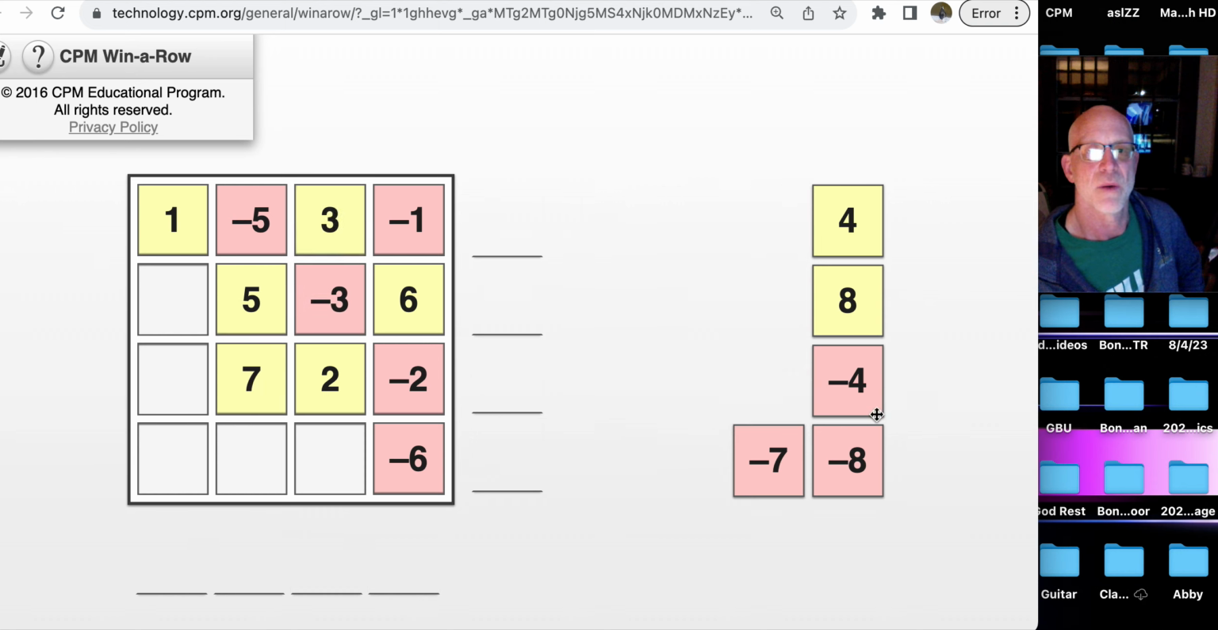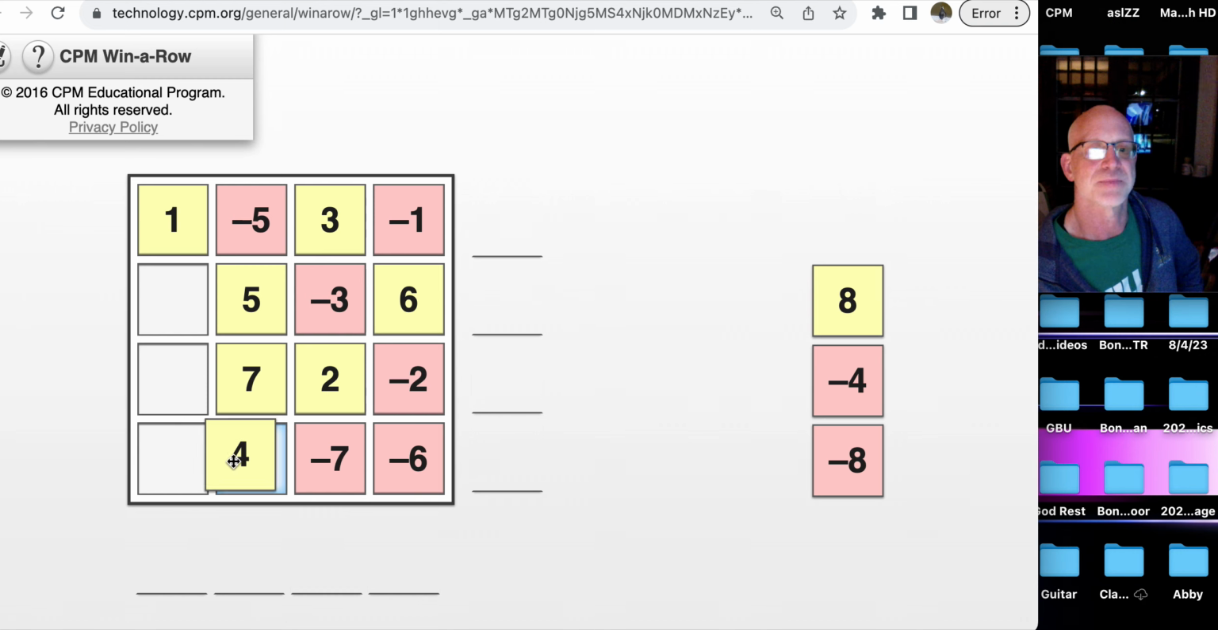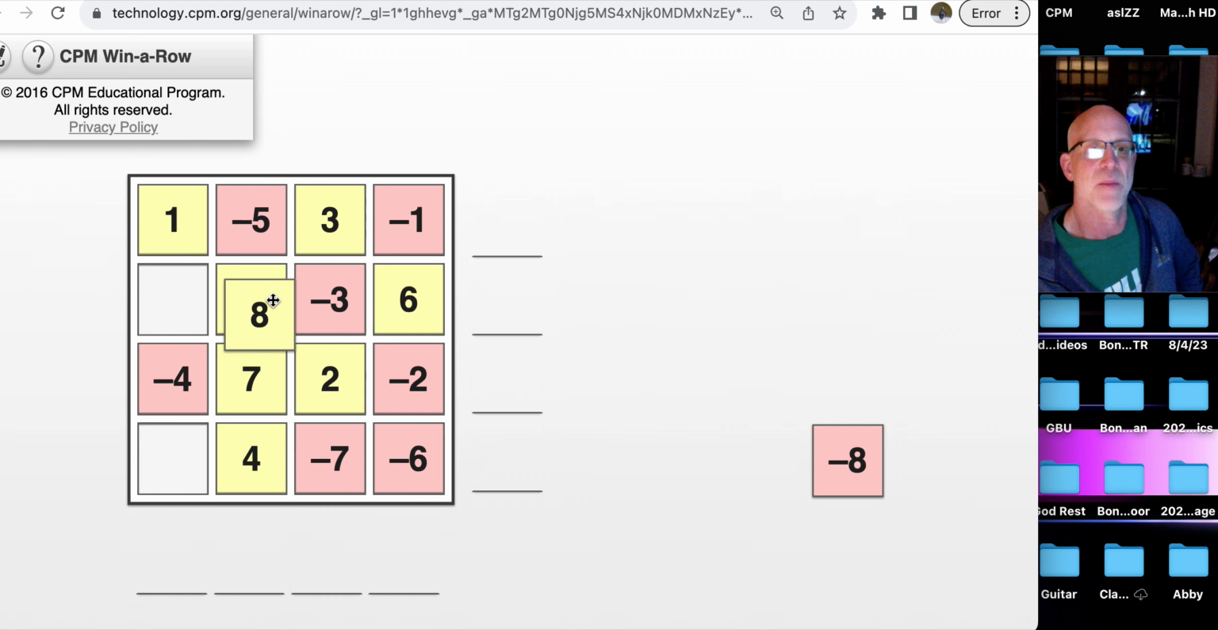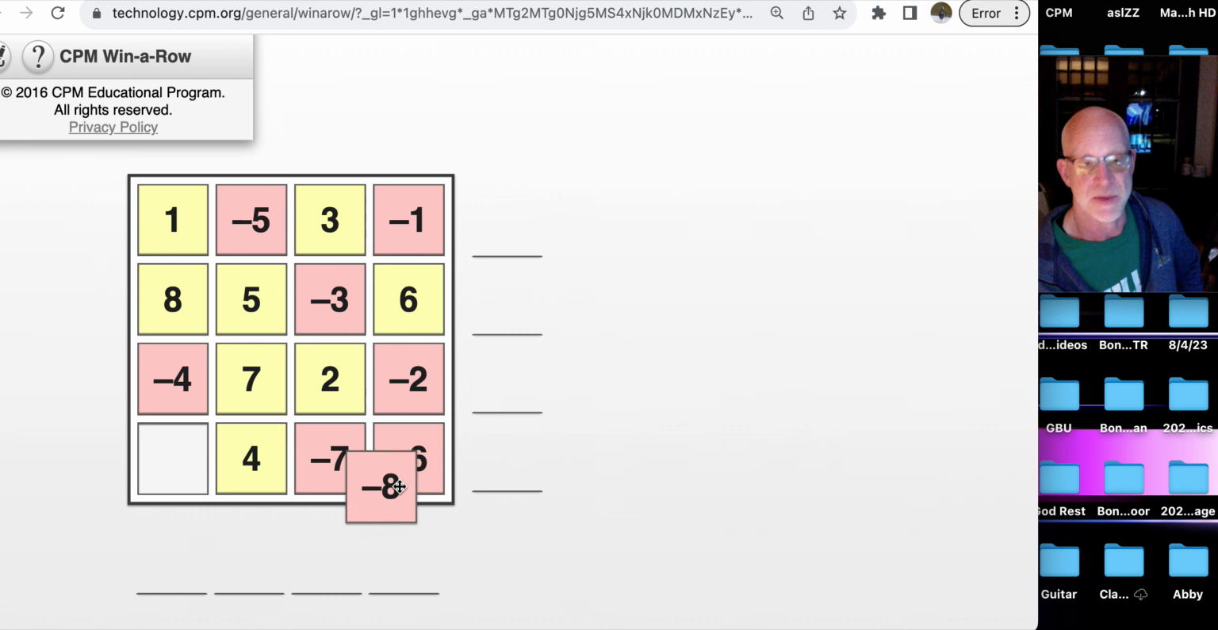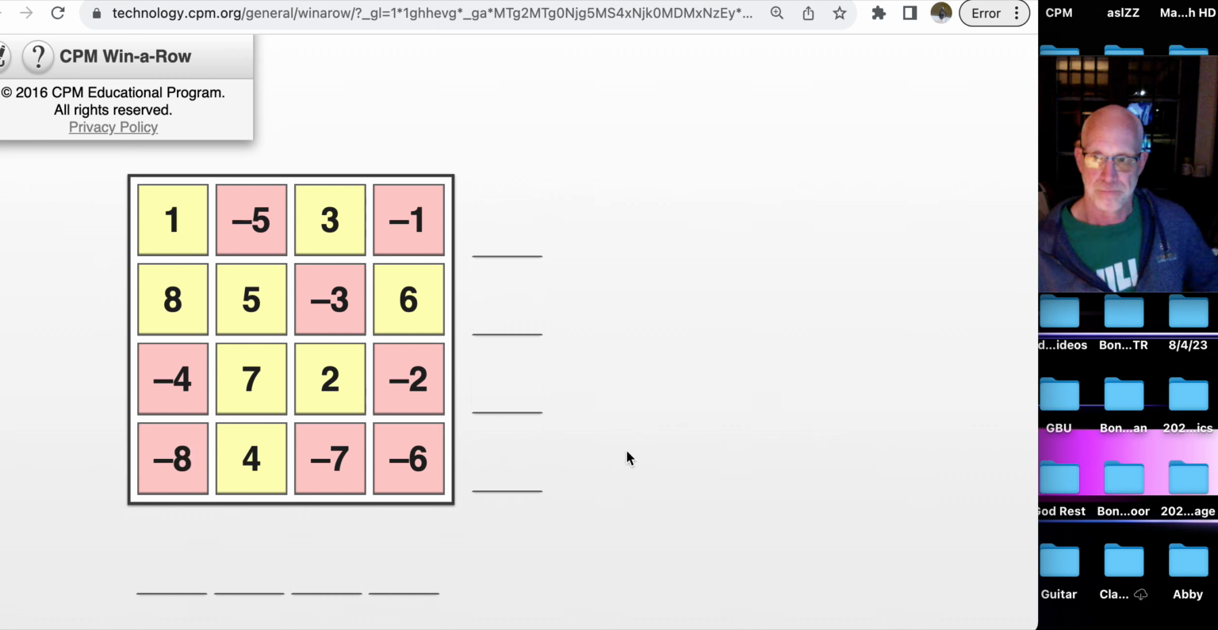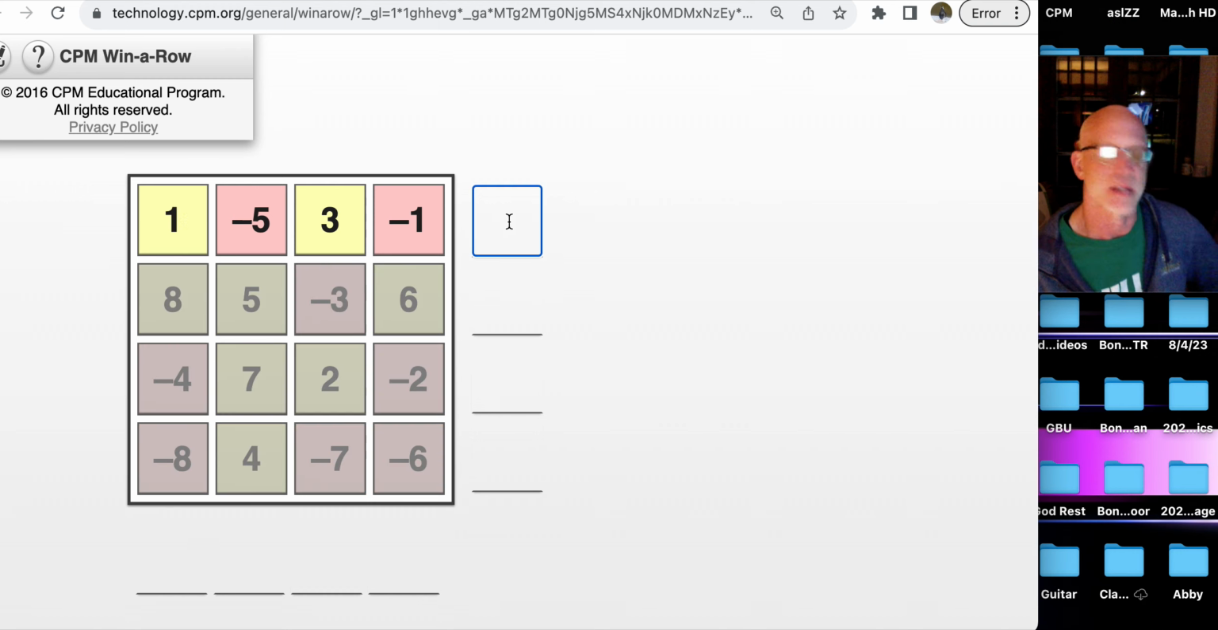Then what we do at the end, after everything is filled up, is we add up the rows and we add up the columns. If it's a positive value, the person with the yellow tiles wins. And if it's a negative value, the person with the red tiles wins. So this one is 1. Take away 1, that's a 0. Take away 5 plus 3, so that's a negative 2. So red would win that row.